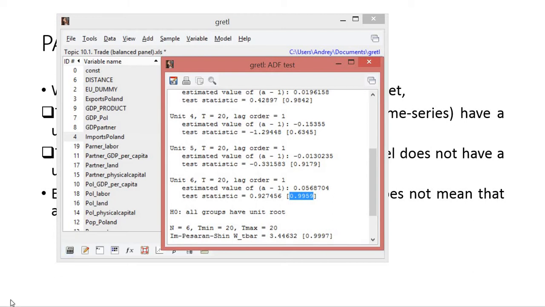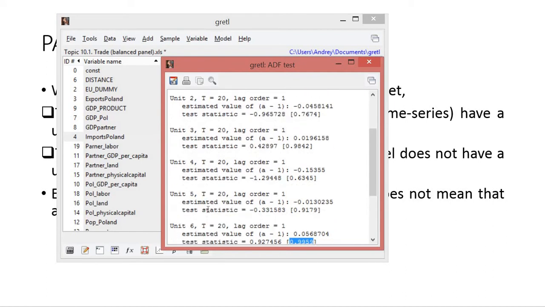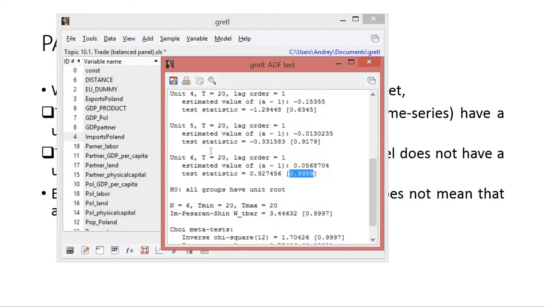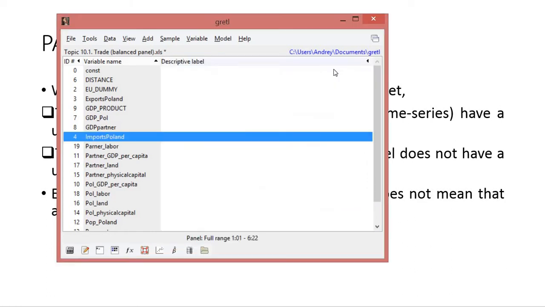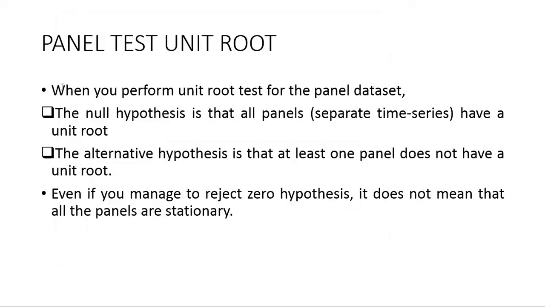Sometimes it's not desirable to take the first difference. So in this case, if you have a relatively big number of units and only 1 or 2 have unit root, you might just exclude those units. So basically it's up to you. I would just say that differencing is the more conservative option. Okay, so that was it when it comes to interpreting unit root tests for panel data.